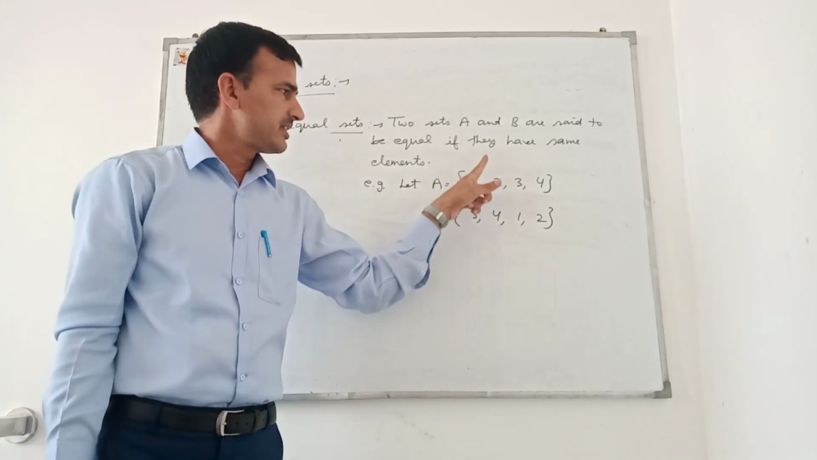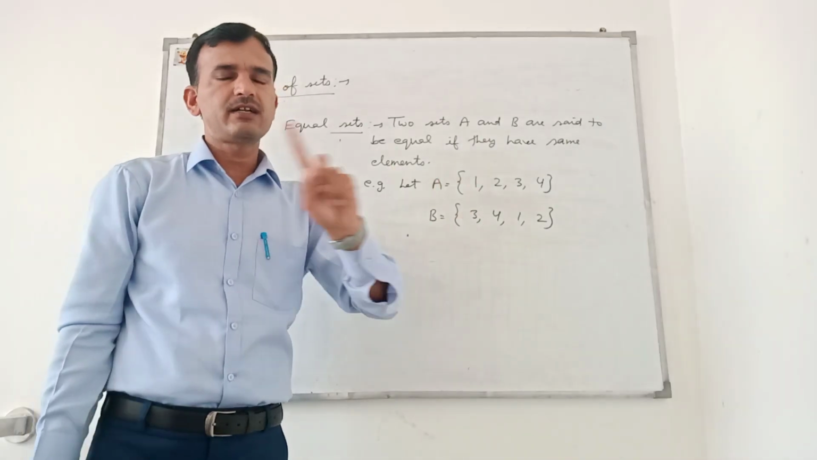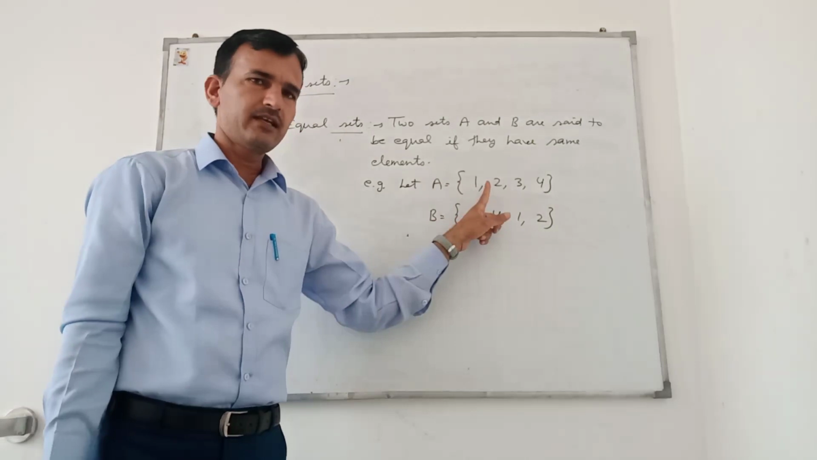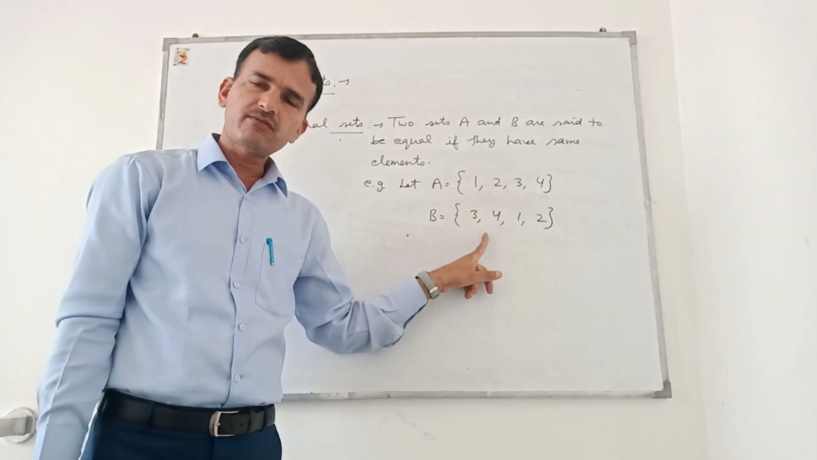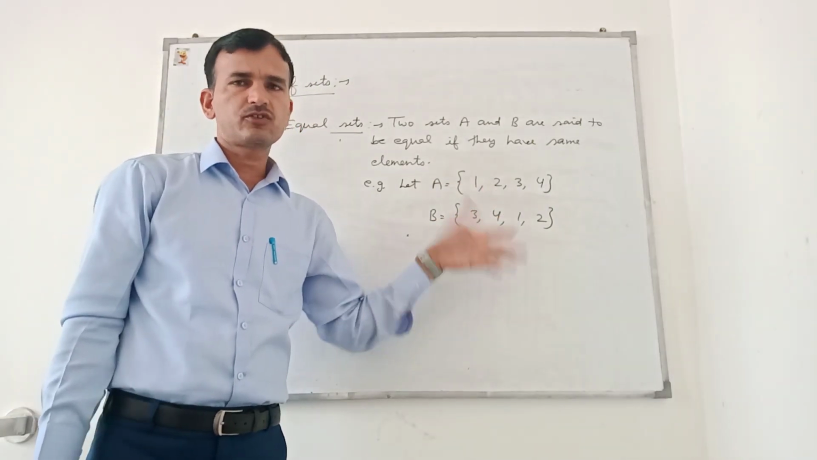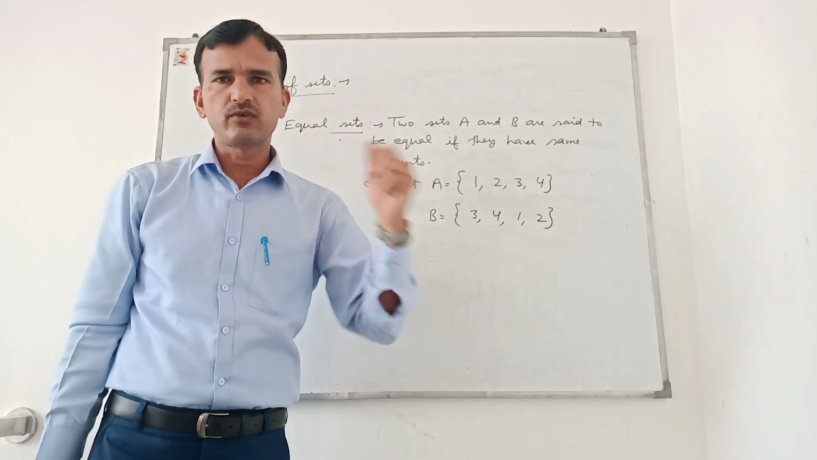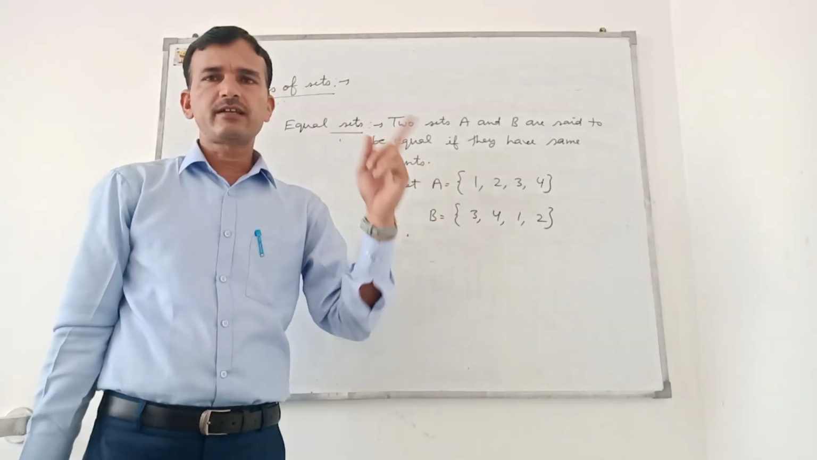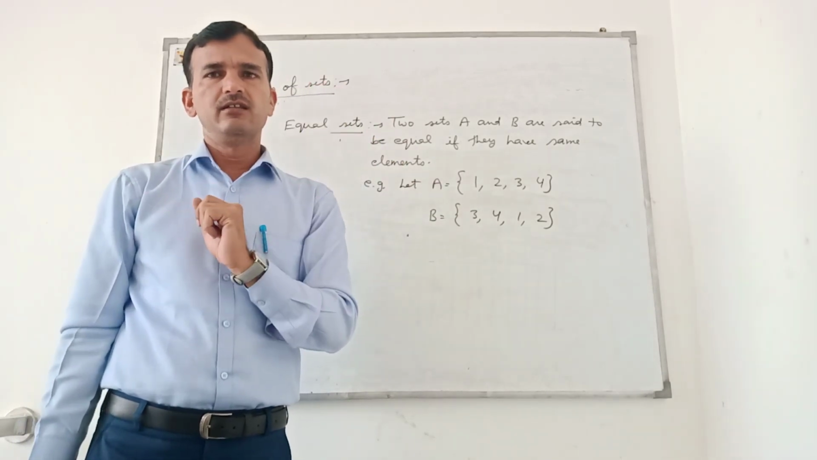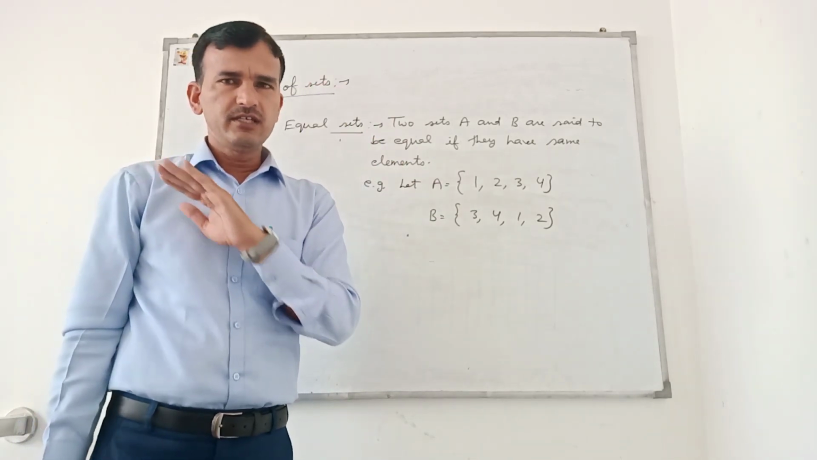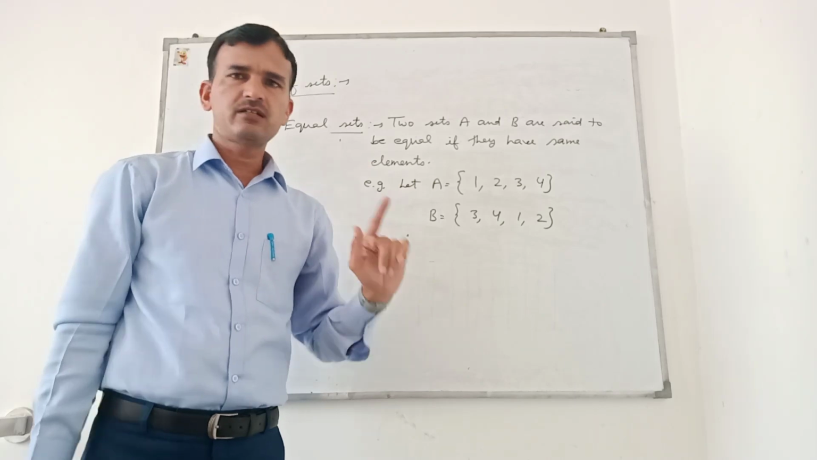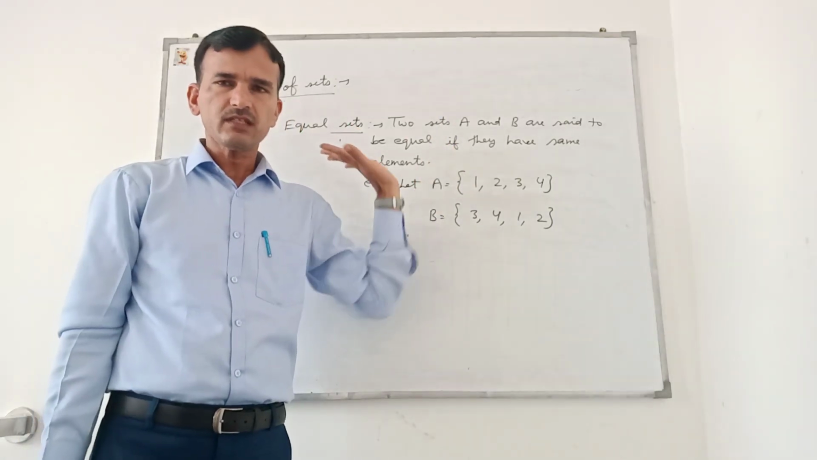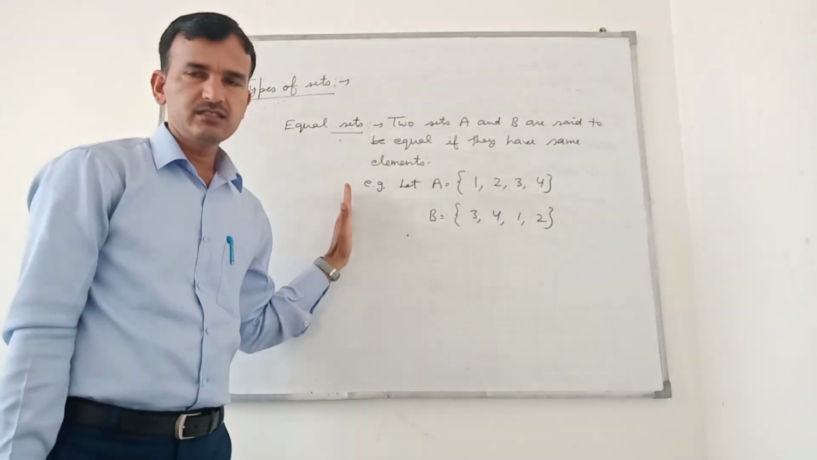Two equal sets are equivalent, but equivalent sets are not equal. अगर दो सेट इक्वल हैं तो equivalent होंगे, but it is not compulsory that equivalent sets are equal. Equivalent sets need not be equal, but equal sets are equivalent. Clear? These are the definitions.